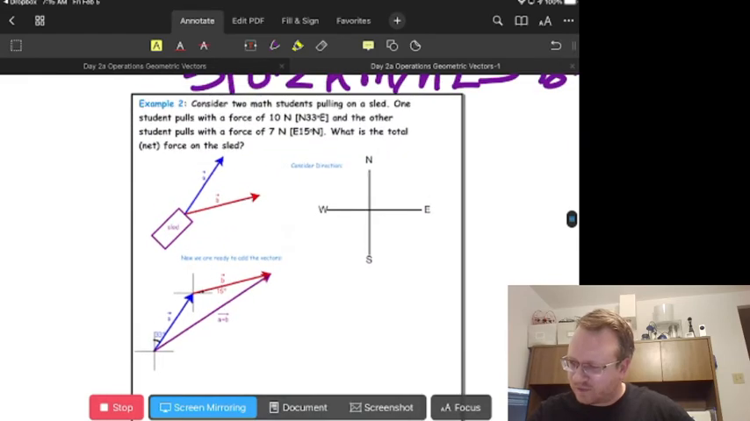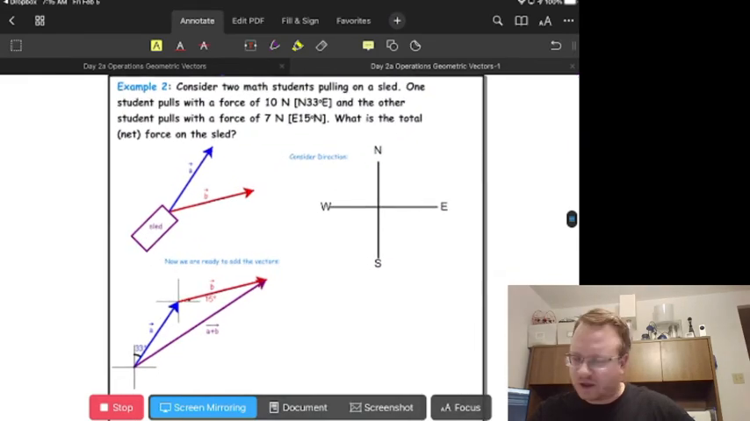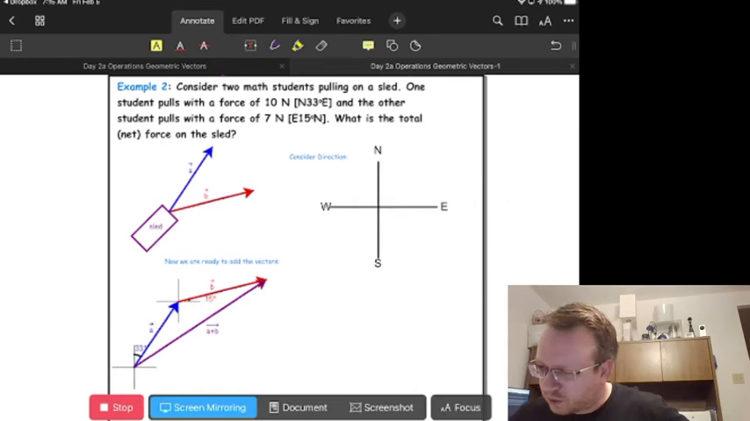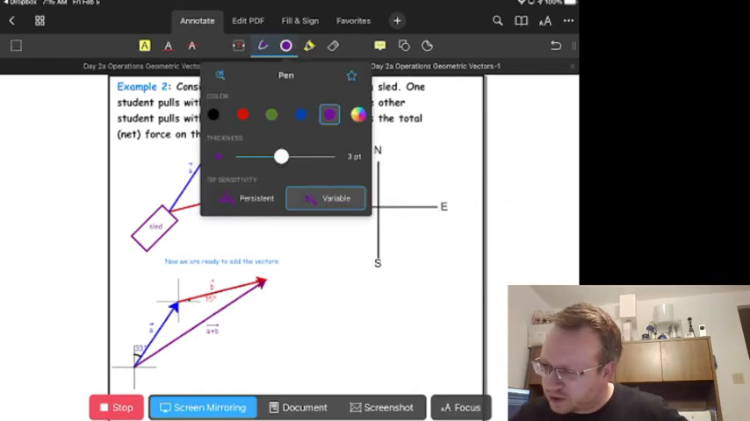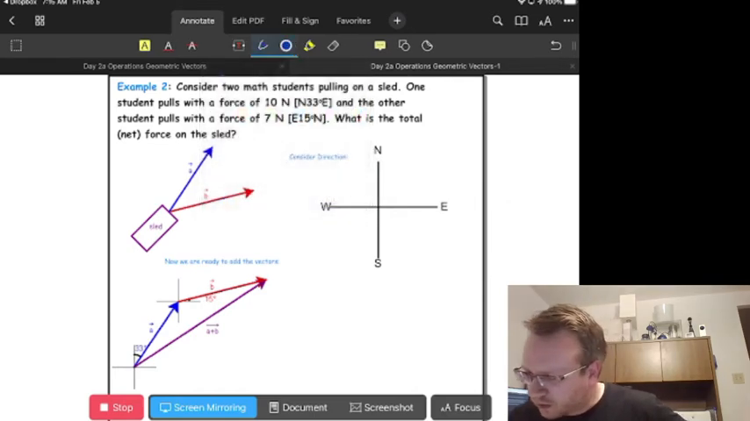All right, let's try a different example. Consider two math students pulling on a sled. One student pulls with a force of 10 newtons, so that's the magnitude of that one, in the direction north, 33 degrees east. So we can sketch that. We have our plane, so we can sketch it on there. So one of them is going to be blue, so let's match with the blue. So north 33 degrees east. So to start at the north, rotate 33 degrees east.